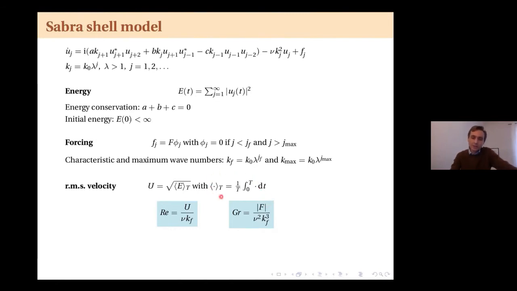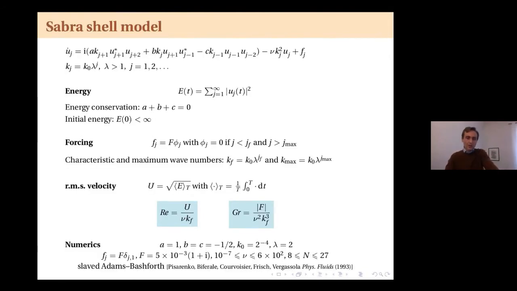Let me also say that this average here is up to time t, a finite time average up to a possibly very long time, capital T. And the estimates that I'm going to show will also be followed by numerical simulations in a setting which is completely standard. So here are the usual choices for the coefficients. The system is forced on the first shell, and the number of shells is varied according to the viscosity, and the integration scheme is also well known.